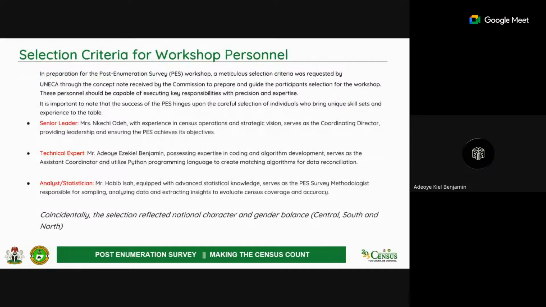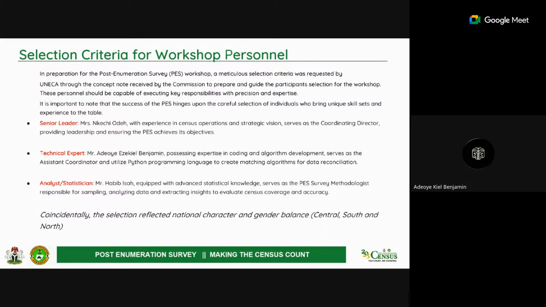There were set criteria for personnel for the workshop. They were stated in the concept note. So the three of us that went for the workshop, it was not just by chance. It was based on the criteria that was set by the organizers. In the preparation for the PES workshop, a meticulous selection criteria was requested through the concept note by the commission to guide the selection for the workshop.